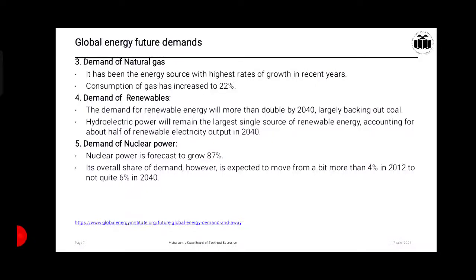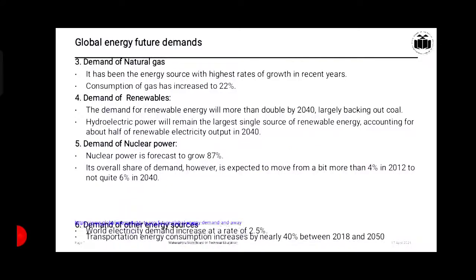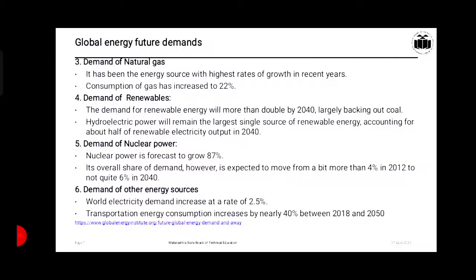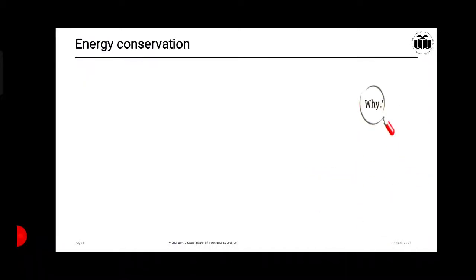Demands of nuclear power. It is forecast to grow to a bit more than 4% in 2012, not quite 6% in 2040. So these are the different types of demands of energy resources, which is also an important factor.